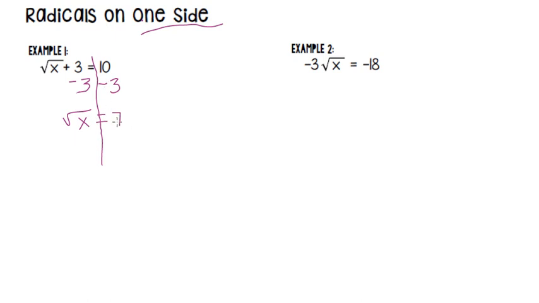Right now I want to get x, but I have the square root of x. I know that the inverse of taking the square root of something is to square it. So if I square this side and I square this side, on this side I have x, and I know that 7 squared is 49, so that's going to give us an x value of 49.